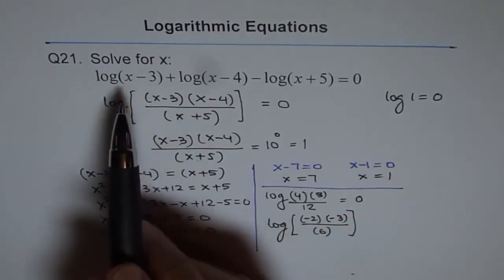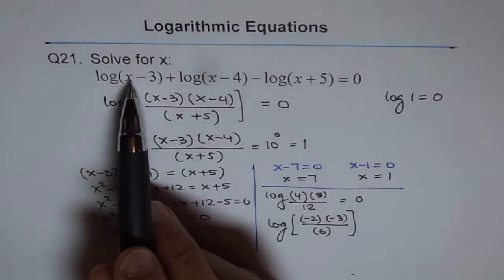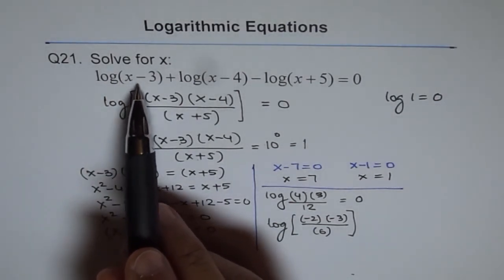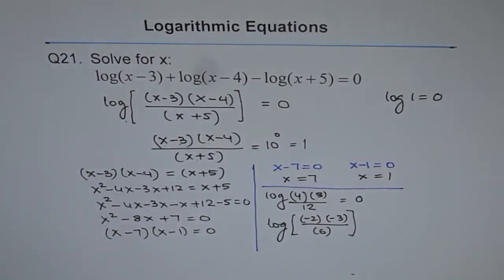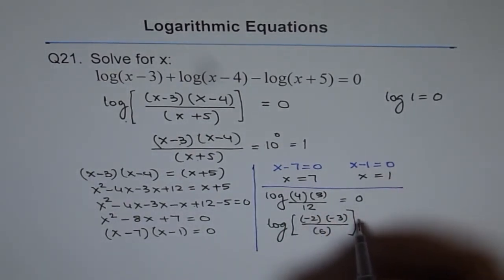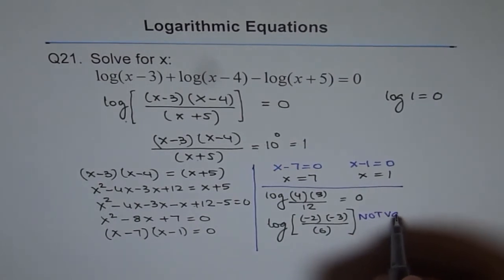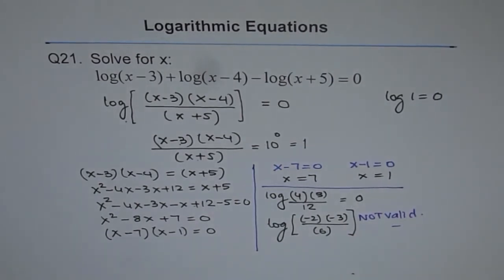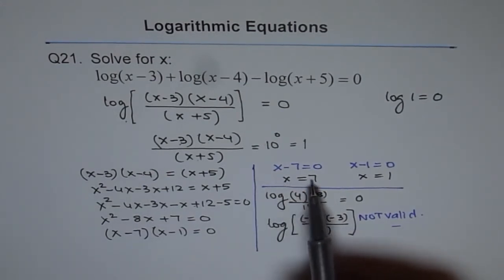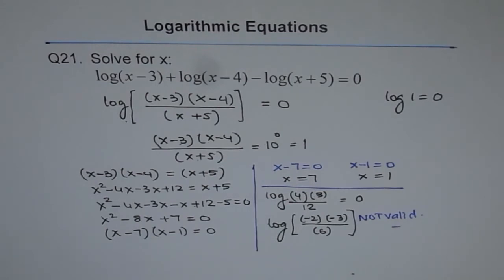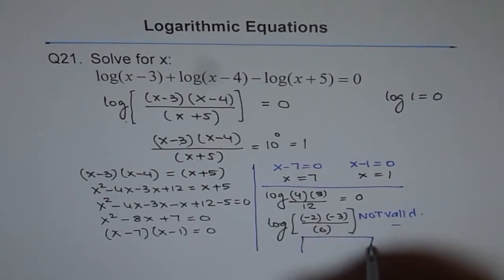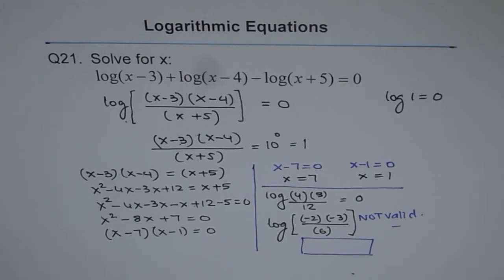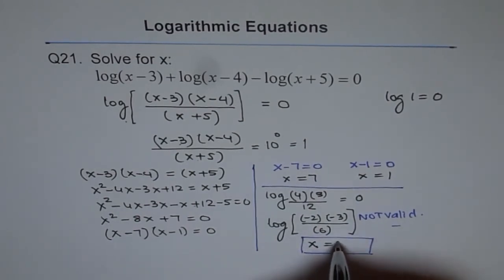Domain, why? If I plug in 1 here, then you get log of minus 2. Now, log is only valid when the argument is more than 0. It's not valid for minus 2. Therefore, 1 actually does not lie in the domain, so it is not a valid solution, right? That is why we have only one solution for this equation, and that is x equals 7.